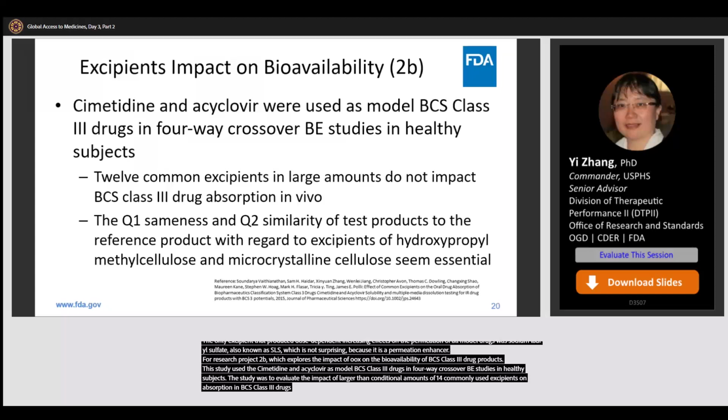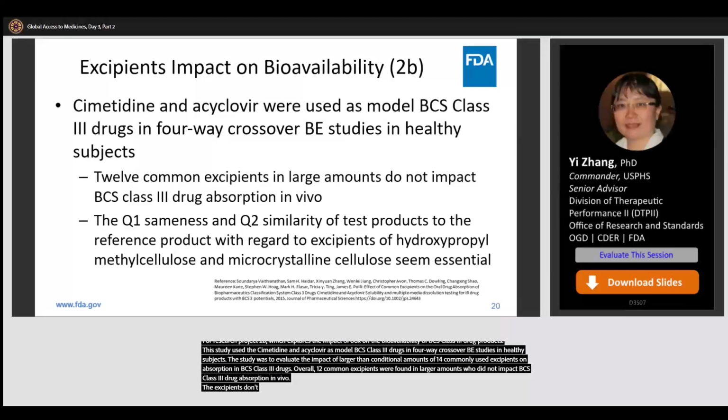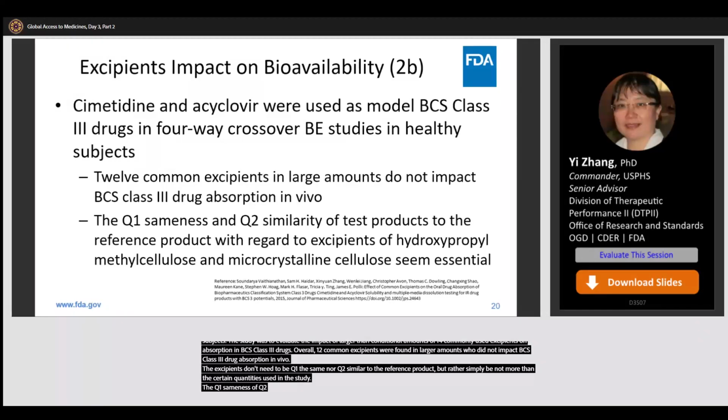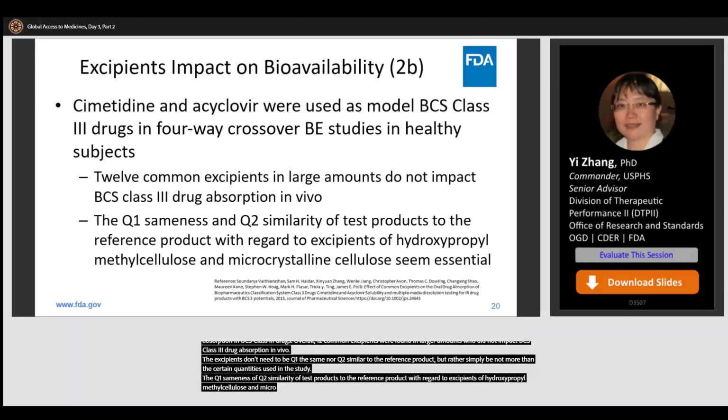Overall, 12 common excipients were found in larger amounts that did not impact BCS Class 3 drug absorption in vivo. The excipients don't need to be Q1 the same nor Q2 similar to the reference product, but rather simply be not more than the certain quantities used in the study. The Q1 sameness or Q2 similarity of test products to the reference product with regard to the excipients hydroxypropyl methylcellulose and microcrystalline cellulose seems instrumental.